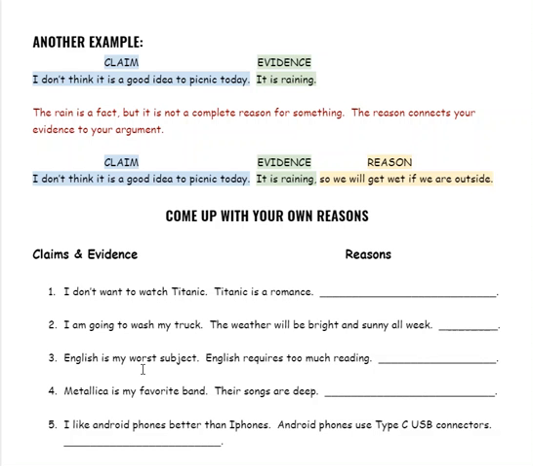Number 4, Metallica is my favorite band. Their songs are deep. So the fact that Metallica has deep songs, their lyrics are very deep, what does that have to do with Metallica being your favorite? Well, there's a lot of bands out there that just put out songs about love and relationships, but Metallica, they sing about political issues, and they sing about war, and they sing about the Bible. I mean, they even have a Bible song. So maybe that's the reason, that kind of thing interests you. It gives more complexity to what they have to offer than other bands.